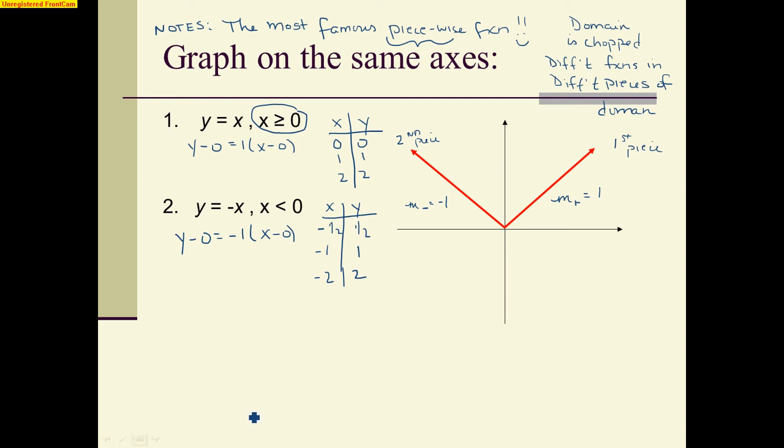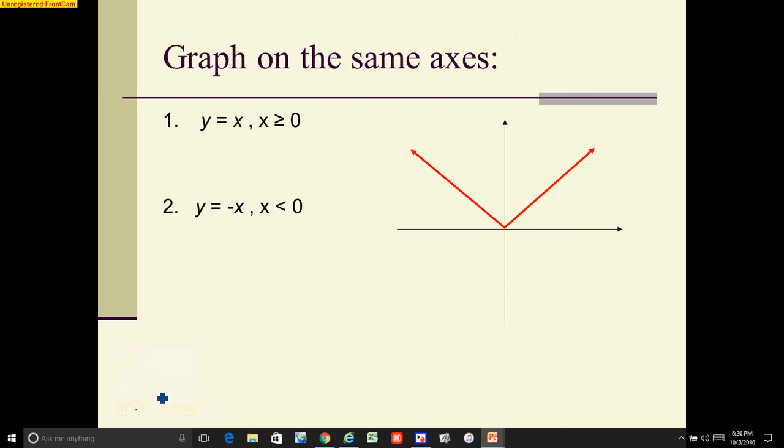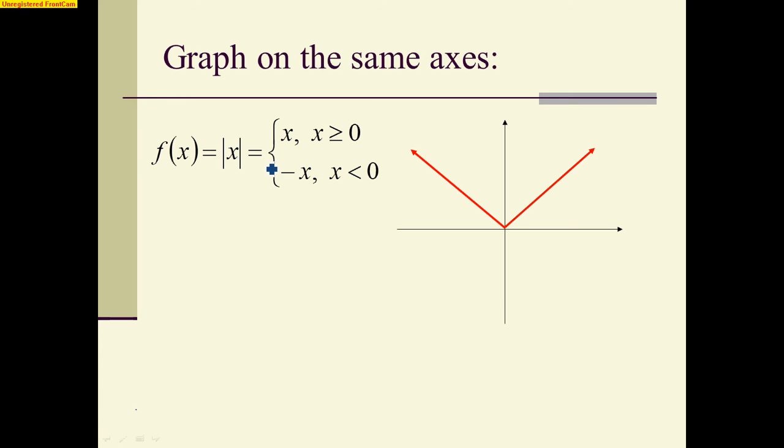Well, let me tell you that this special piecewise function is so famous that it has its own name and notation. This notation here, which you've come to lovingly know as absolute value, is not an actual operator, right? You can't distribute over it, you can't combine it, it is not real. It just means that you have a very famous piecewise function.